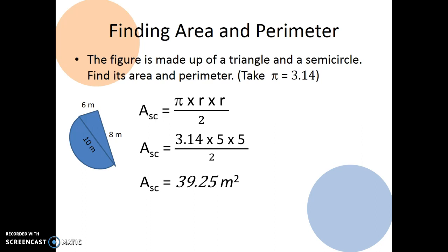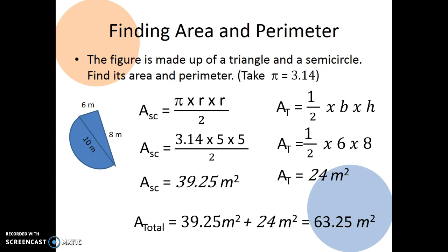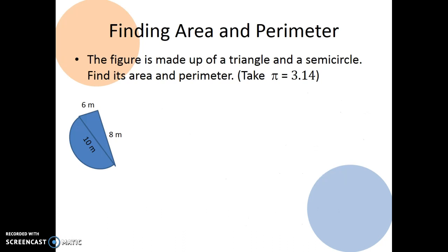Now let's find the radius, I'm sorry, not the radius, the area of the triangle. It's going to be 1/2 base times height. So 1/2 times 6 times 8. And the area of my triangle is going to be 24 meters squared. And now, of course, all I have to do is add those together, and I'm going to get 63.25 meters squared.